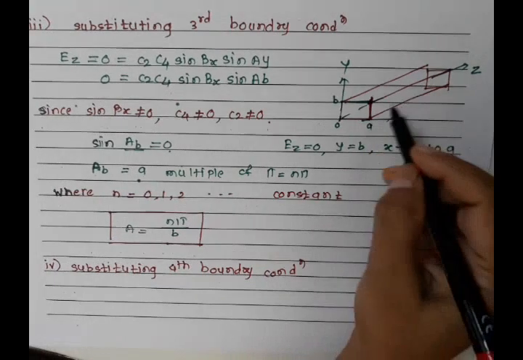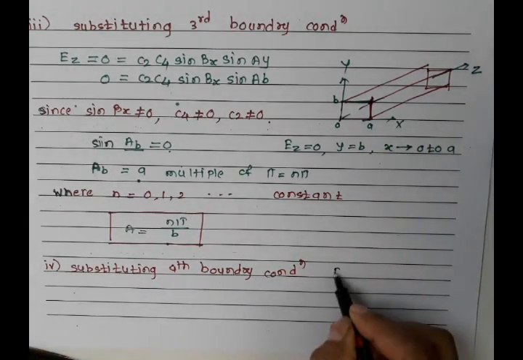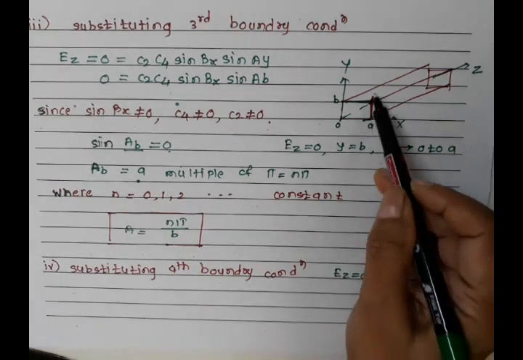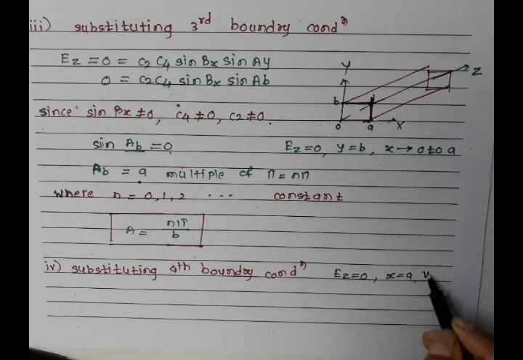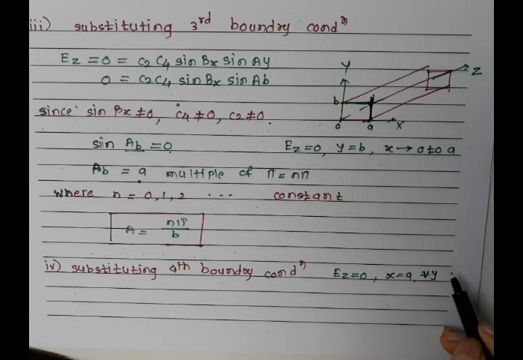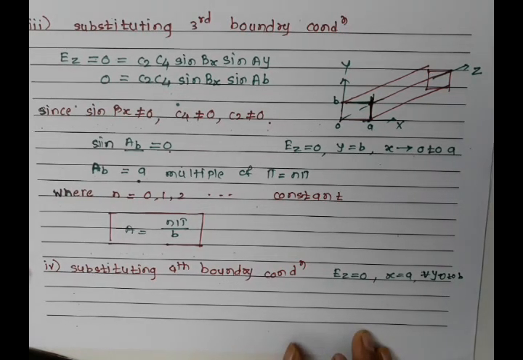So in this diagram only I am showing you what's the fourth boundary condition. The fourth boundary condition is Ez equal to 0. If this is the right side, I can say x is equal to A, and for all y varying from 0 to B. So this is your fourth boundary condition.